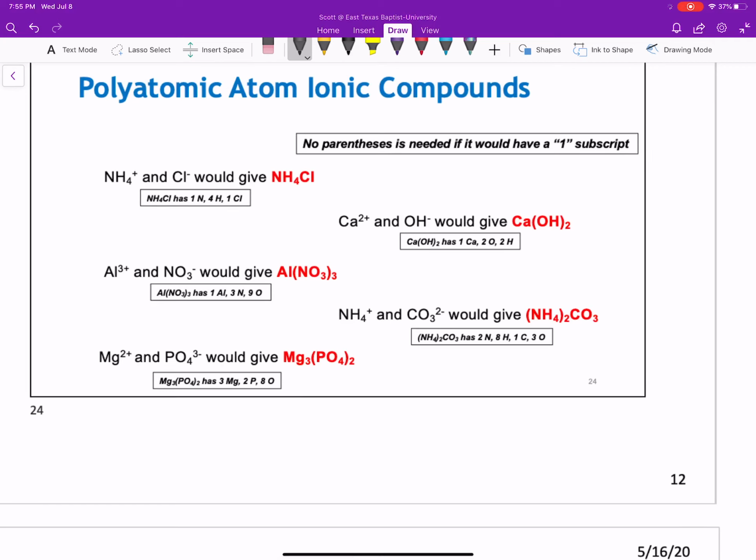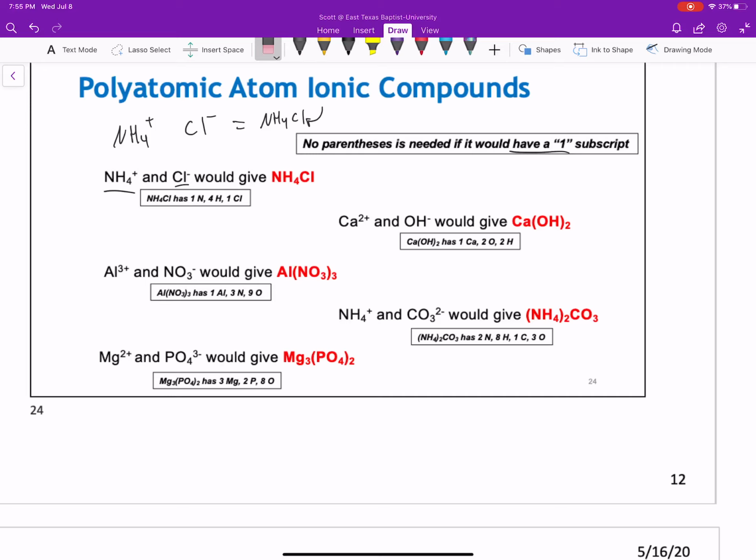So, polyatomic ions and ionic compounds. If you were to mix ammonium cation with a chlorine, you would say NH4 first, because that's our cation, and that's a plus charge, and then Cl minus. You would bring the charges down, trick right there, to give you NH4Cl, ammonium chloride. Now again, there's no parentheses needed if it has a 1 subscript. And notice that chlorine is a 1, but you don't have to draw in 1. 1 is assumed in this case.